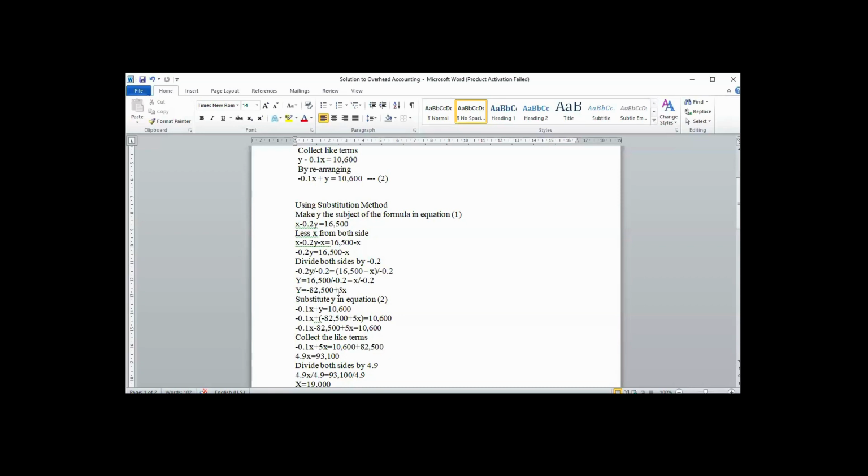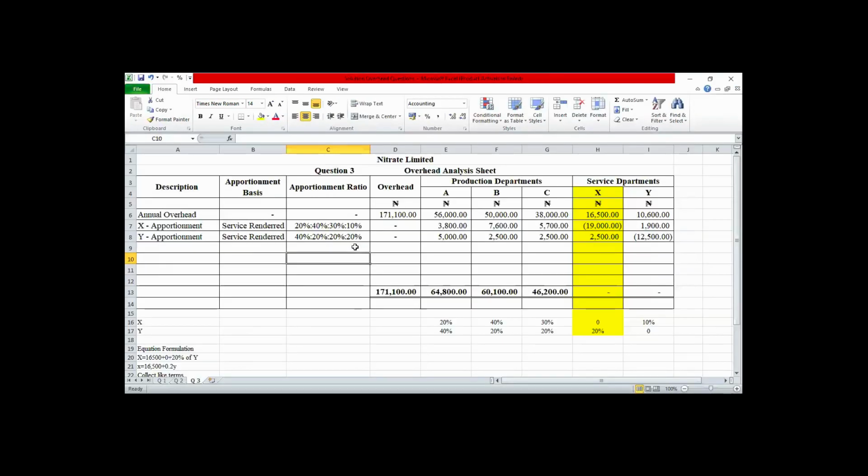Sorry, sir. Can I ask a question? You are very free. Can you go back to your overhead, the other sheet? The table. Yes. Okay. This is the table. Okay.